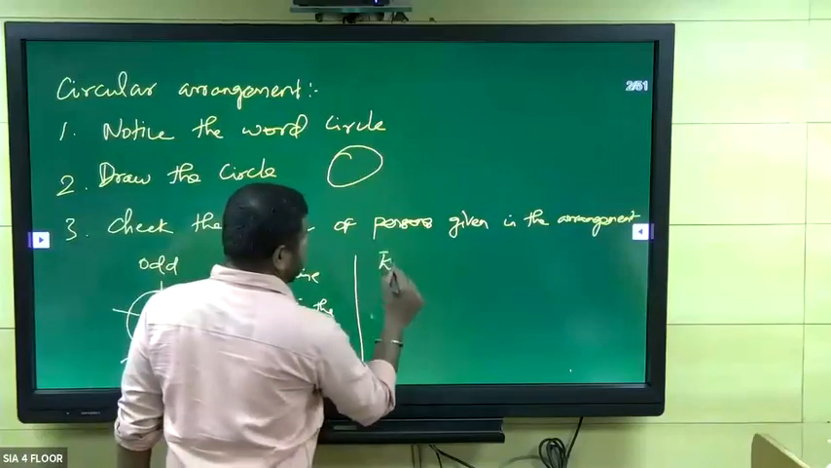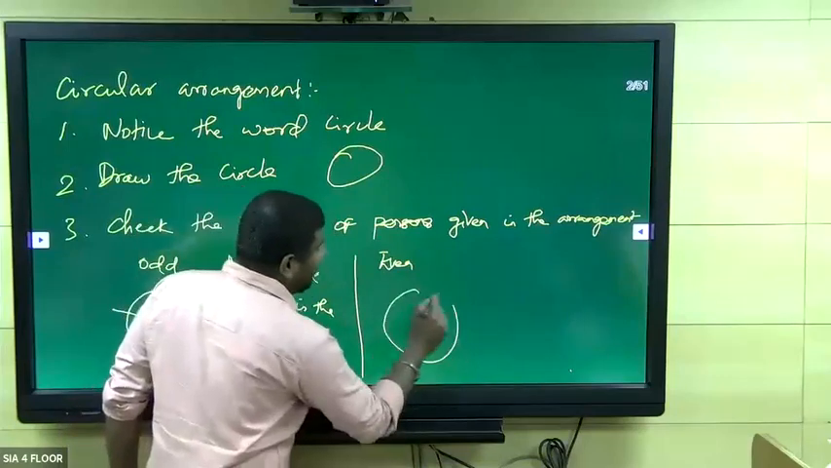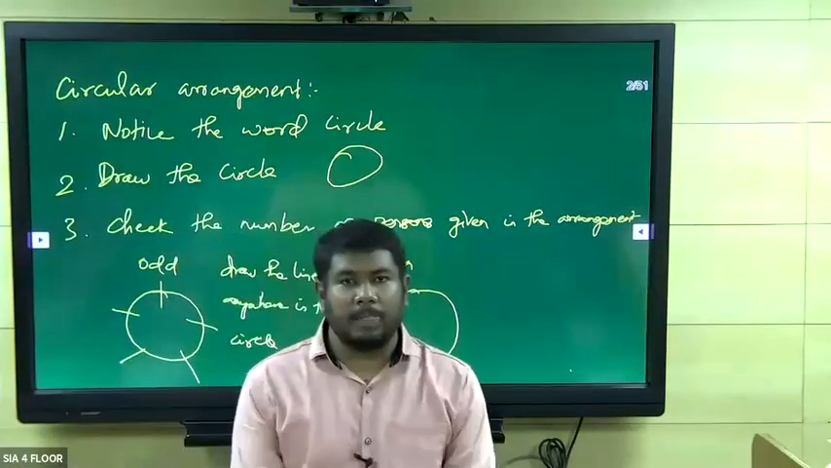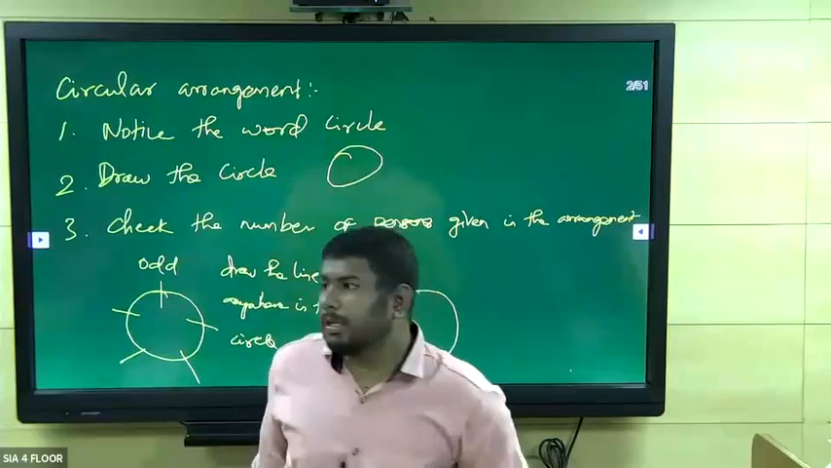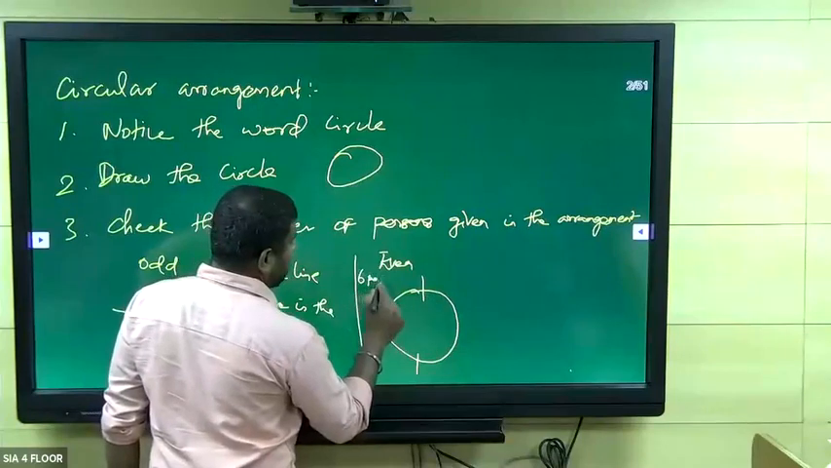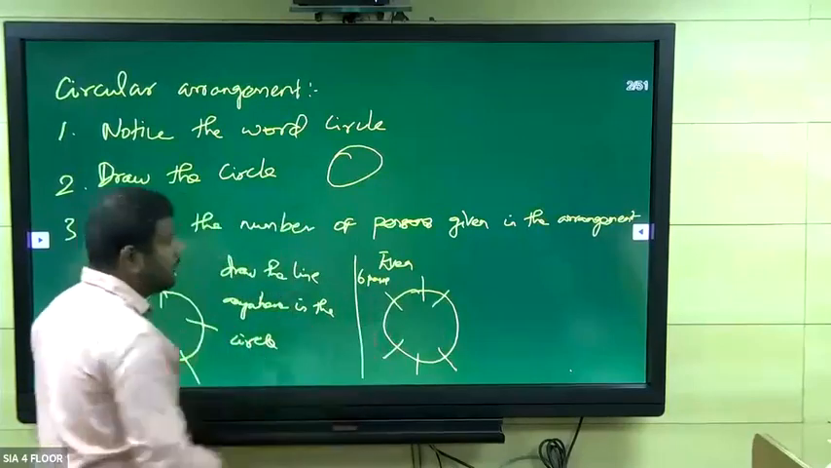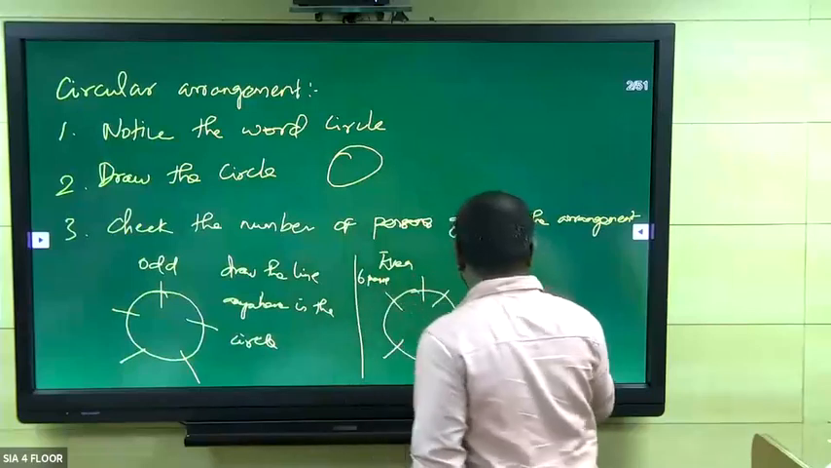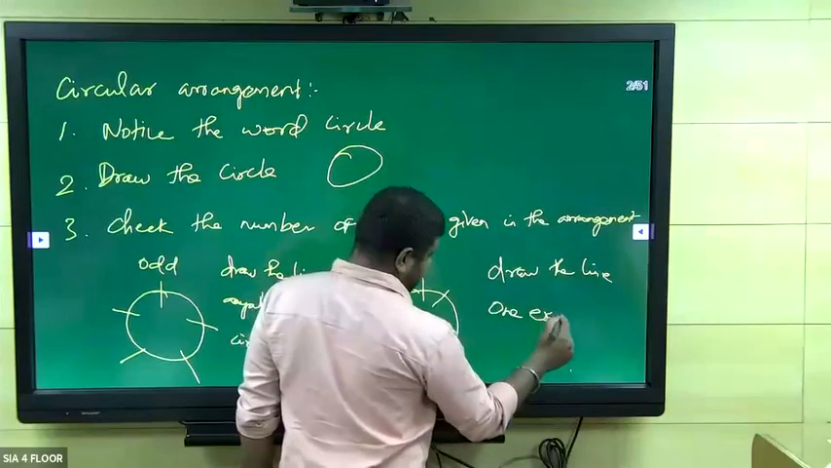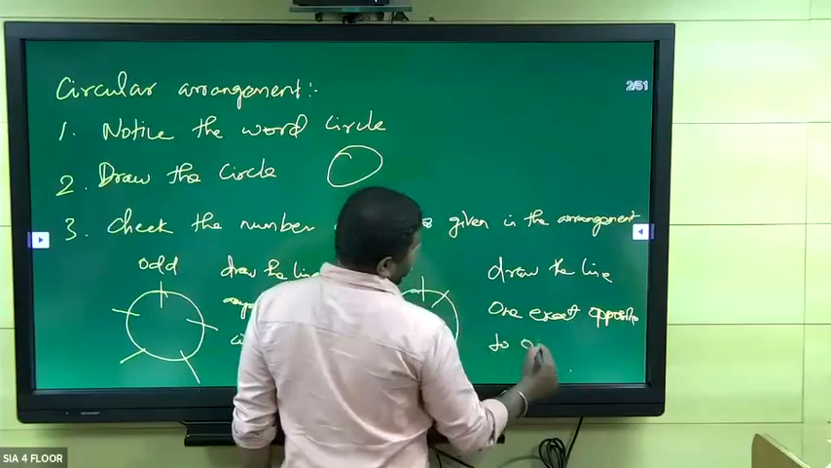If it is an even number, if the given number of persons is even, then we should draw the line one exact opposite to the other, like this. For example, with 6 persons here, we need to draw the line like this. So guys, this is very important. Draw the line one exact opposite to the other.